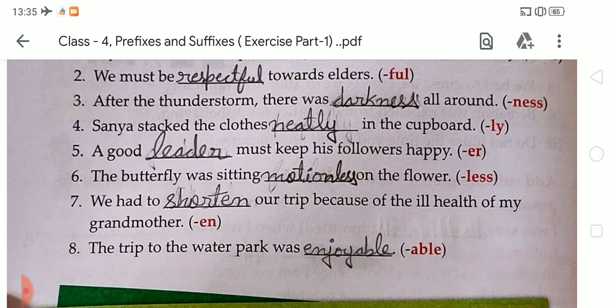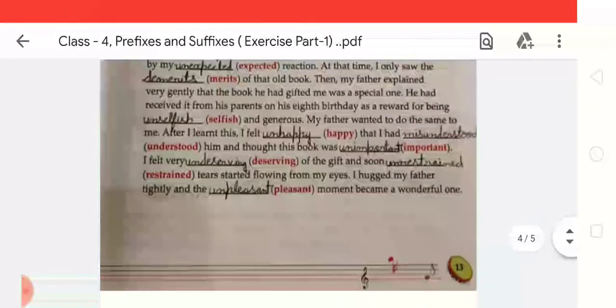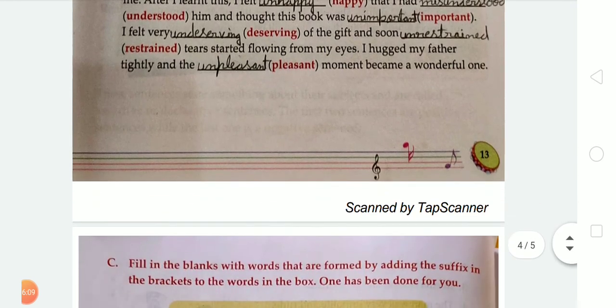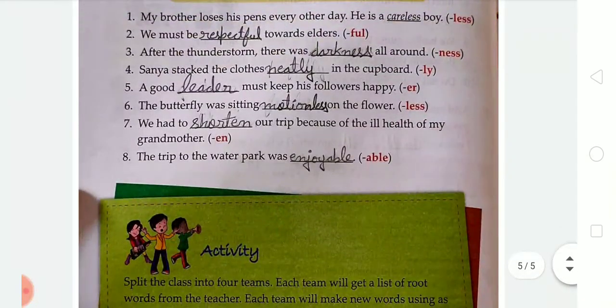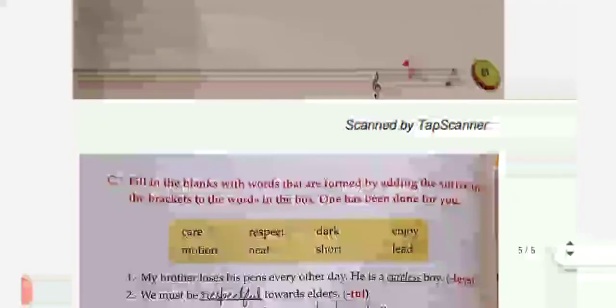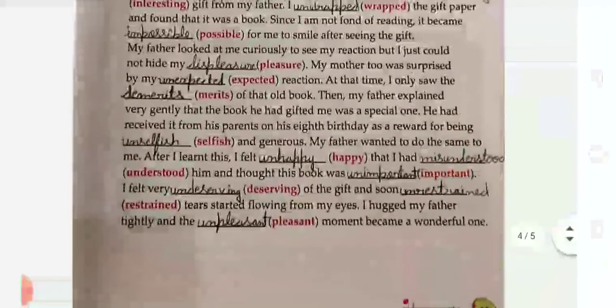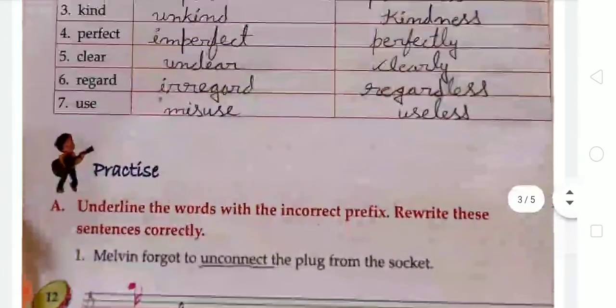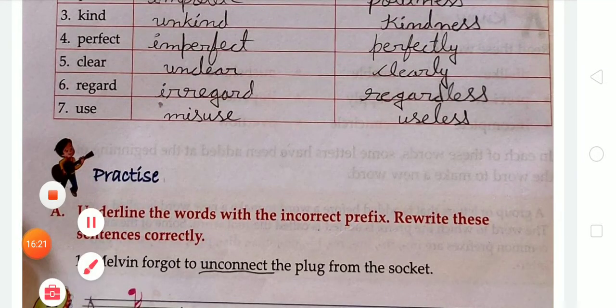So like this you have to complete these exercises of chapter number 3 in your book, okay students, and also in your notebook. So students, that's it for today. I hope it is clear to you how you can complete these given exercises of prefixes and suffixes in your book, and you also understand it.